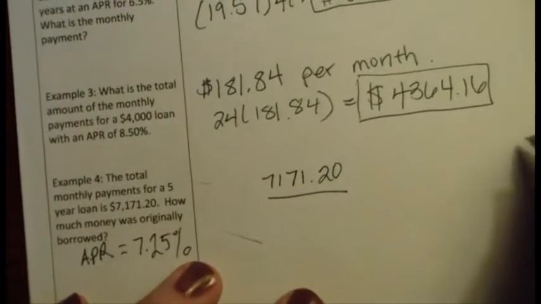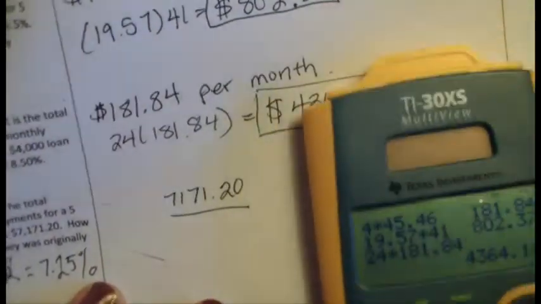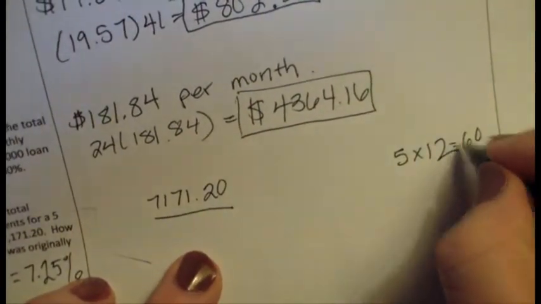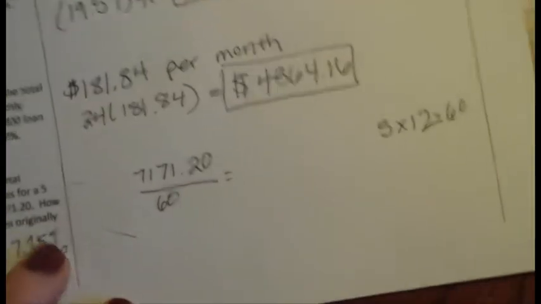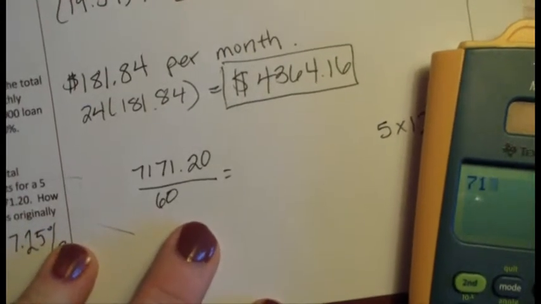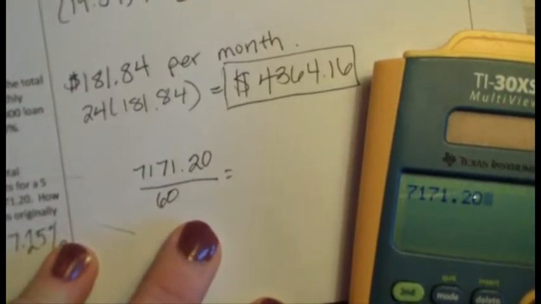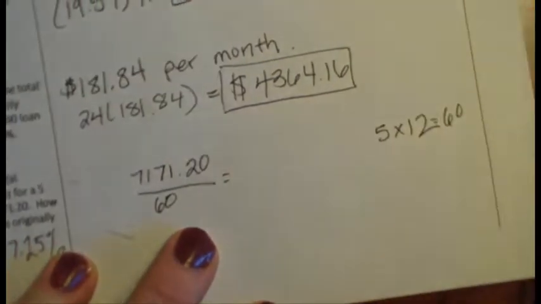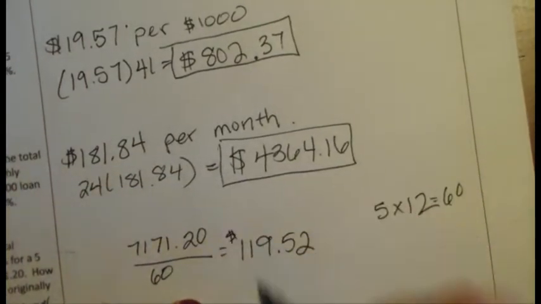So how many months are there in 5 years? 5 times 12 is 60. So 60 months. We're going to divide his total by 60 months, and that's going to give us our monthly payment. So 7171.20 divided by 60 is $119.52. So that's the monthly payment.